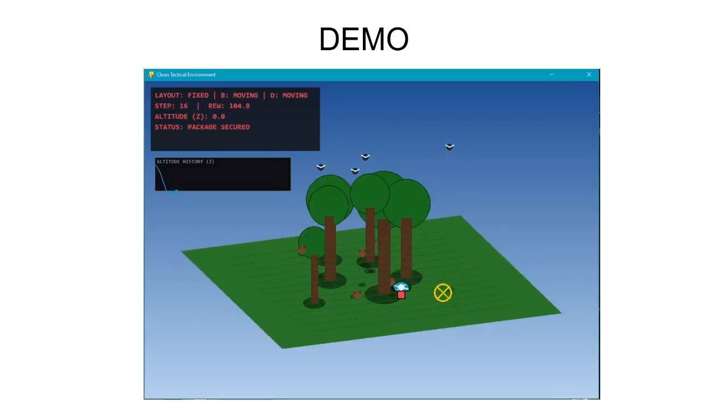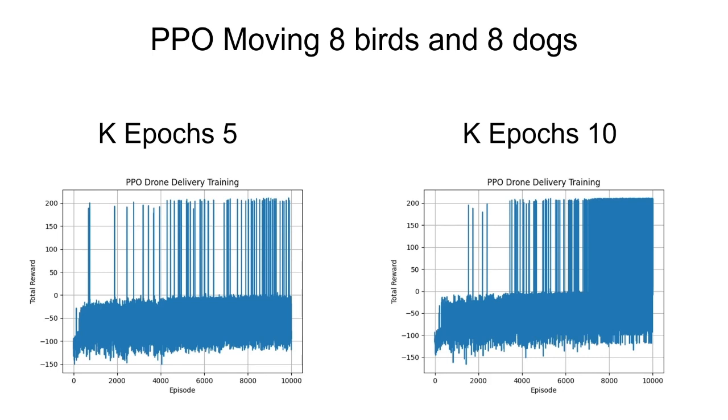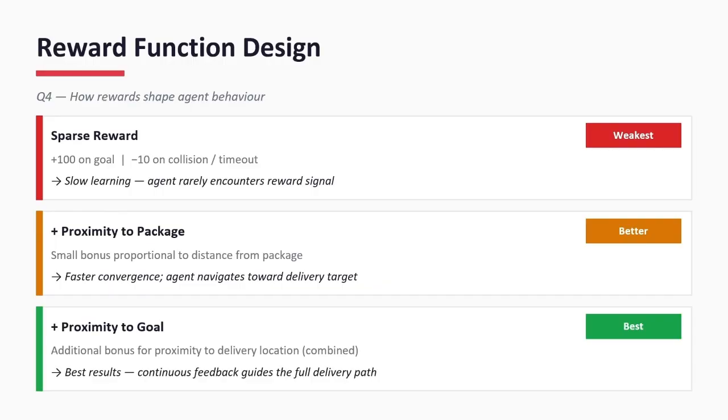And here is a demonstration where the model has five moving obstacles, five dogs and five birds, and it is successfully stable and delivers the package to the location. And this also shows that as we increase the number of birds and dogs, we are now able to get a better result.